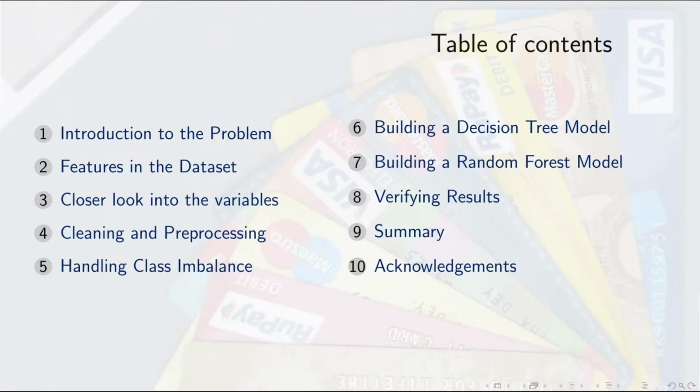In the fourth and fifth sessions, we'll be dealing with cleaning, preprocessing, and handling the imbalance in the data set that are very typical of credit card fraud data. In the sixth and seventh sessions, we'll build the real models. First, a very simple model based on a decision tree, and then we'll try to enhance the model for a more sophisticated random forest model.